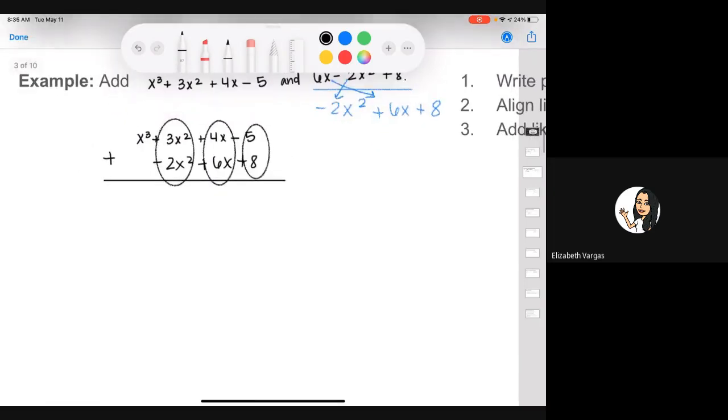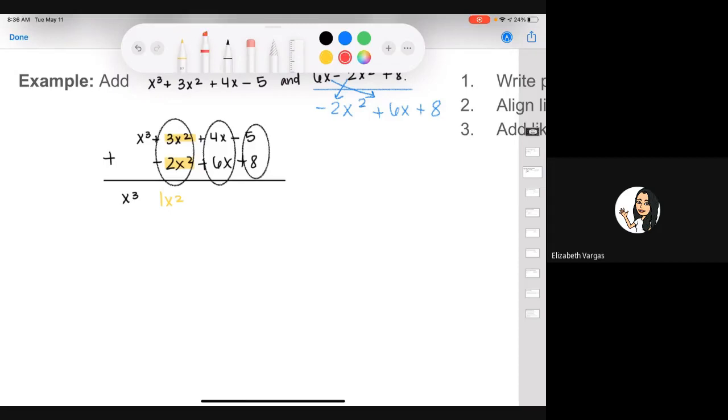The way you add: here you do not have anything else that's x cubed, so you just drop that down. Here you do have like terms. You have x squared here, x squared here, so you're just adding those terms. You don't have to add the x squared. All you have to do is add the numbers in front. So 3 plus negative 2 is just a positive 1, so I'm just going to put x squared. It would look basically like that, a positive 1x squared. Okay.